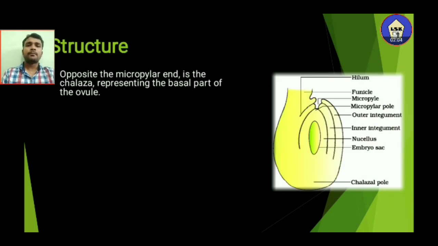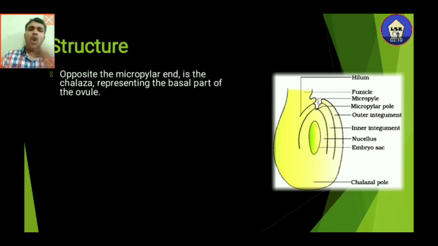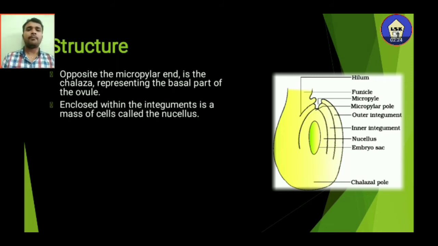Opposite the micropylar end is the chalaza, representing the basal part of the ovule. Enclosed within the integuments is a mass of cells called the nucellus. The nucellus forms a major component of the ovule. It is a very important component, the centralmost part of the ovule. The nucellus is made up of a group of cells.